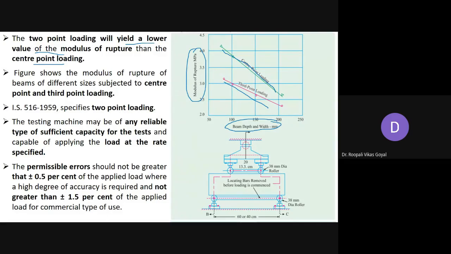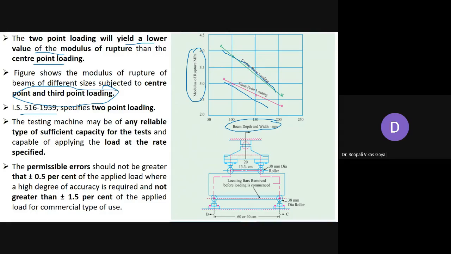So which type of loading you are applying, you have to mention whenever you are doing flexural testing. Okay, so this figure is very important, and it will show you how this loading condition can change your value of modulus of rupture, and ultimately the flexural strength. And our IS 516:1959 specifies the 2-point loading.